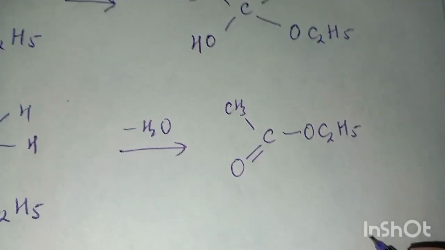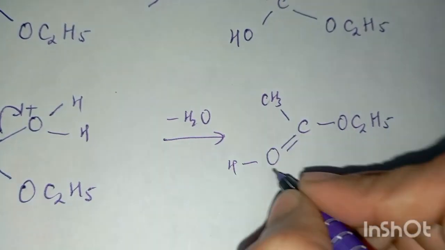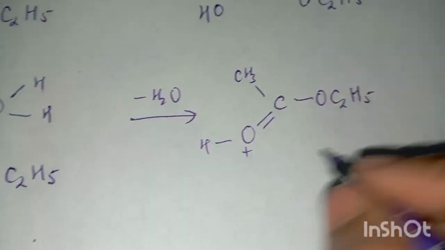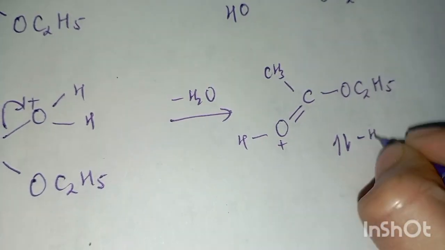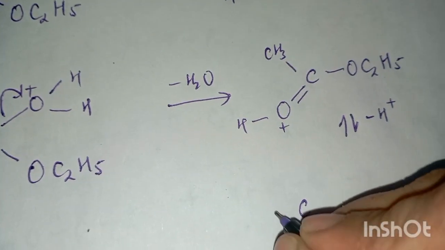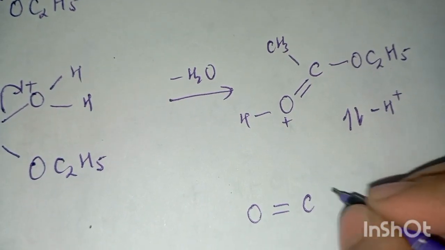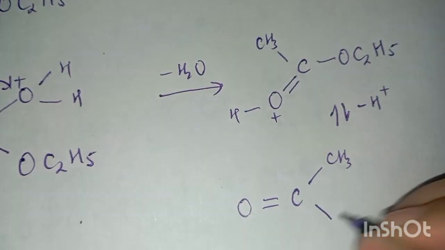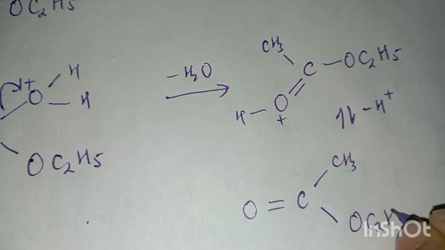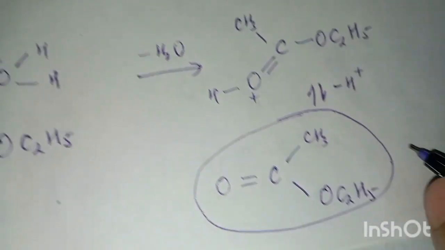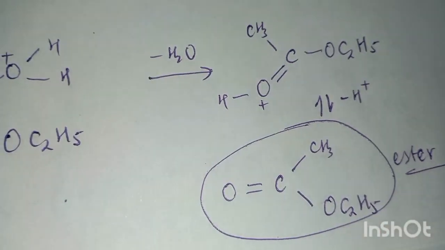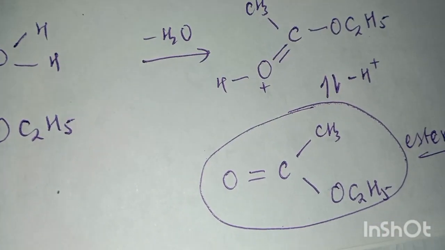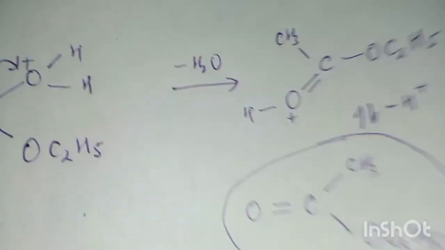This is ester, right? Okay. Now this ion will stabilize itself as follows. This is the resulting ester. Now name this ester as per the IUPAC rules, okay. Name it in the comments.